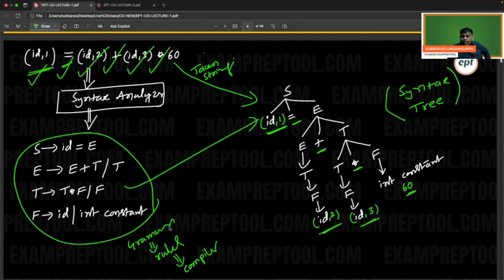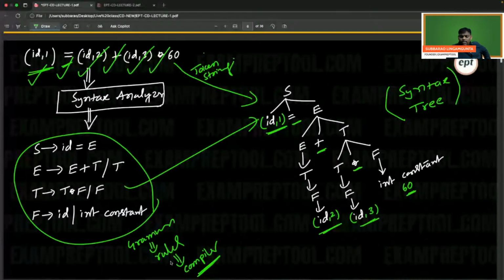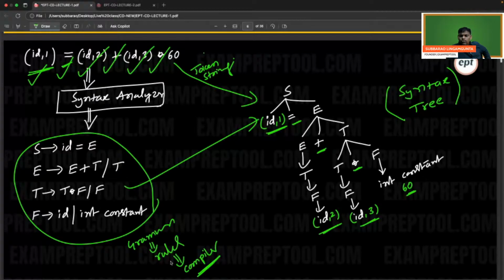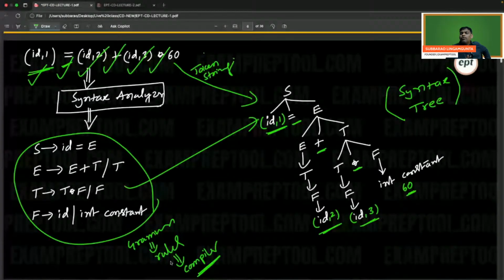So remember, grammar means rules. Compiler is nothing but rules only. What are the rules? These are the operators, these are the keywords. Variable should have a data type. Every variable should be declared. So remember, grammar means rules, rules means compiler. Syntax analyzer requires two things: token string also and grammar also. Compiler itself is grammar only.